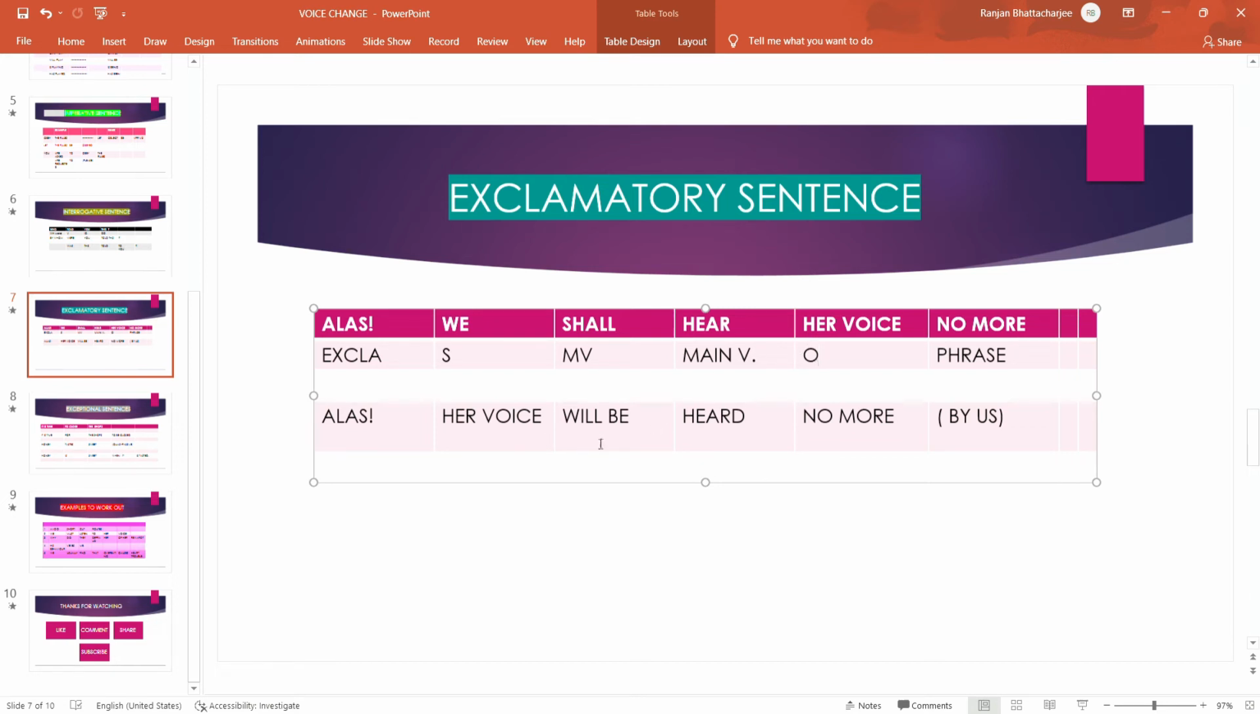Object comes here. After we, shall is used, but after her voice, third person singular, will is used. This is subject-verb agreement. Her voice and shall or will become shall be or will be. So: her voice will be, and then the main verb. The past participle form of the verb here is heard, and then the phrase no more. Generally, the subject in active voice becomes the object in passive voice, but here we is an indefinite subject, and generally an indefinite subject does not go into passive voice, but sometimes in the preliminary stages you can use it.